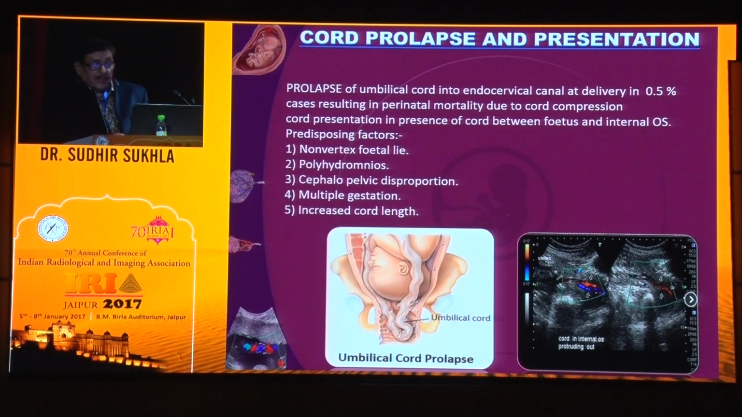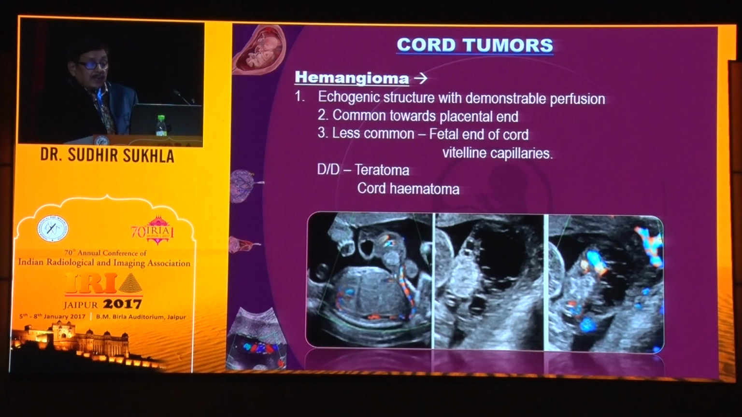Then cord prolapse and cord presentation, we must look for it because it is very important when the cord prolapses into the cervical canal. Predisposing factors include non-vertex fetal lie, polyhydramnios, cephalopelvic disproportion, multiple gestation, and increased cord length. Then the cord tumors, they are mostly benign, and mostly all of them are echogenic, except hematoma, which can be hypoechoic depending on the age of the hemorrhage. And here you are getting a hemangioma, which is echogenic, and there is a feeding vessel here.